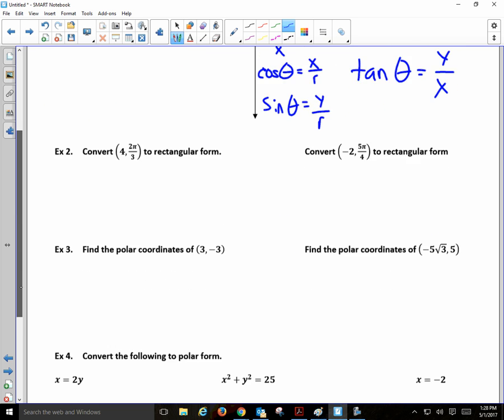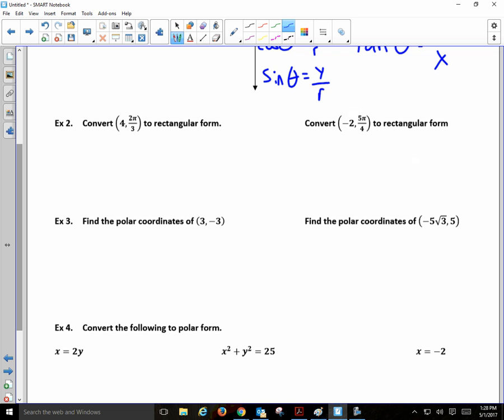Let's try now to actually convert these from polar form to rectangular form. You can see how simple this truly is. So this is r and theta, and I want to move it to xy. So I have to come up with an x value. I have to come up with a y value. How do I come up with the x value? What do I do? 4 times the cosine of 2 pi over 3 and 4 times the sine of 2 pi over 3.